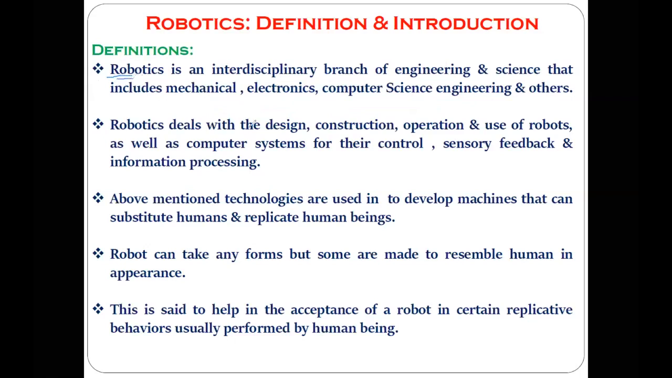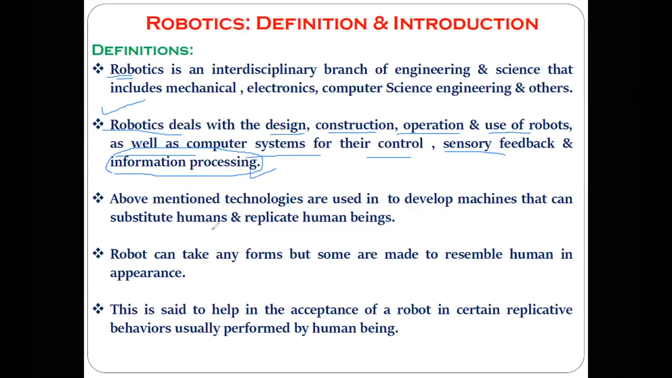Okay, so from this we can say robotics deals with the designing, construction, operation and use of the robot, as well as computer systems for their control, to get the feedback from that robot, as well as the information processing. This is the task of computer science and engineering in robotics. So this is nothing but the basic definition related to robotics.